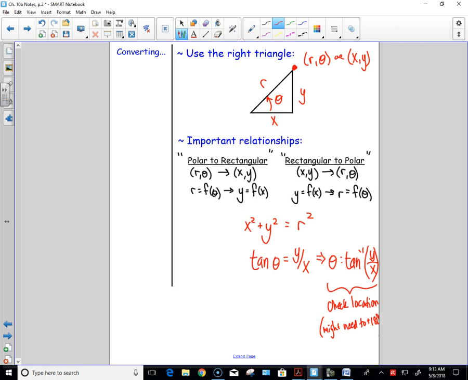Okay, so we have those two equations. We have x squared plus y squared equals r squared. We have tangent of theta equals y over x. But what if we aren't given x's and y's trying to get to the thetas and the r's? What if we're given r's and thetas to get to the x's and y's?